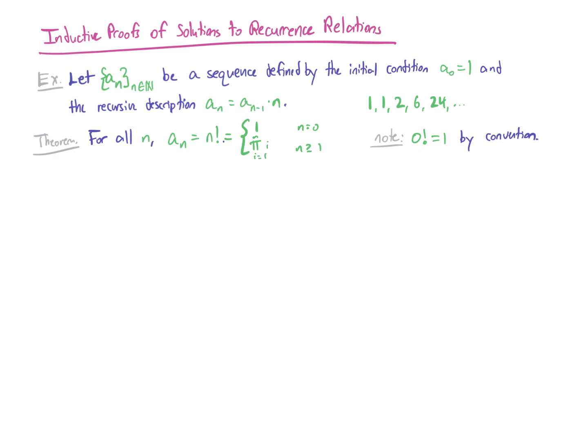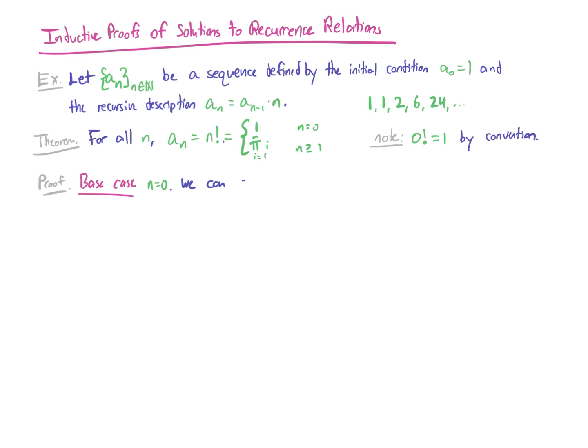So we can prove this theorem. We can prove that the sequence described by this recursive description is the sequence of factorials. a sub n equals n factorial for all n. How do we prove this? So for our base case, we just need to check n equals 0.